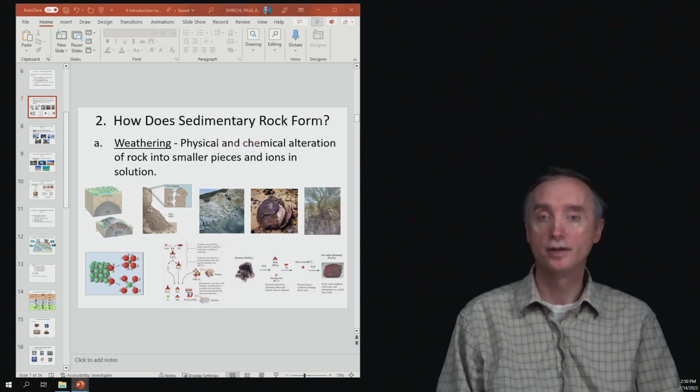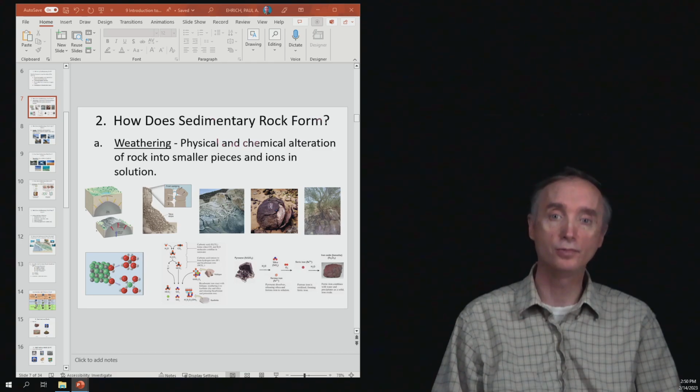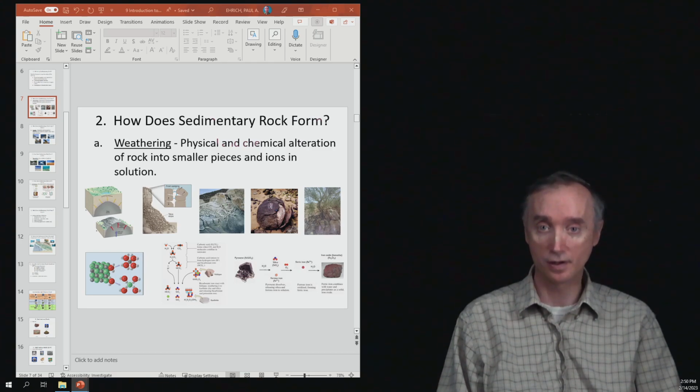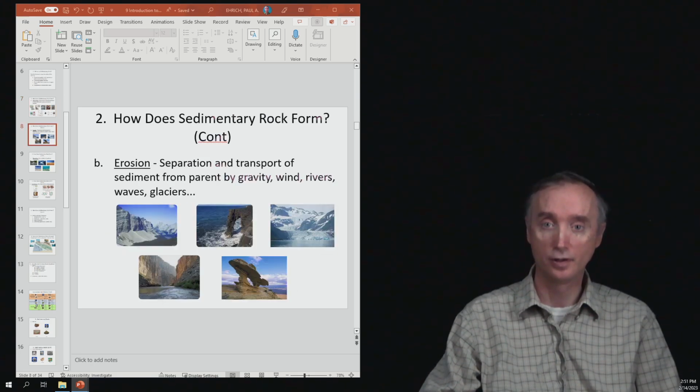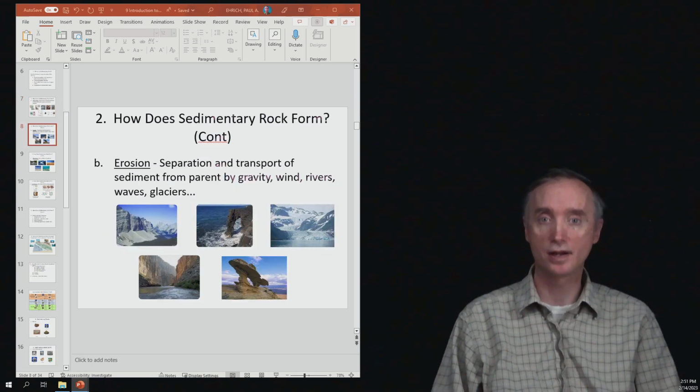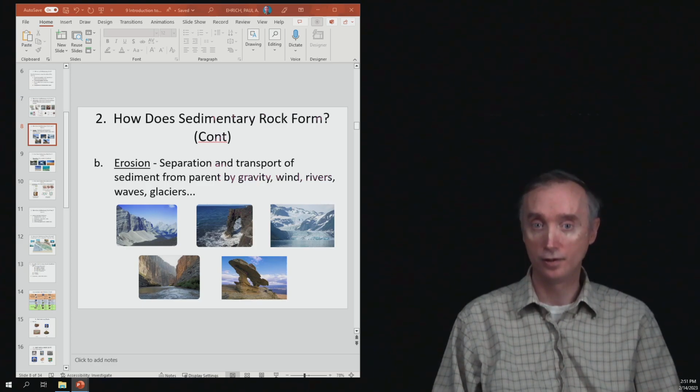Okay, so now that we've got our smaller pieces of the original rock, or it could be altered pieces of the original rock, what's going to happen to them? The next thing that's going to happen is erosion, which we're going to talk about in our next segment.